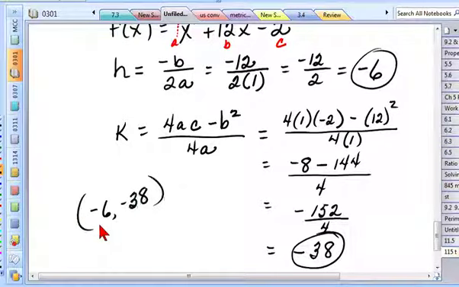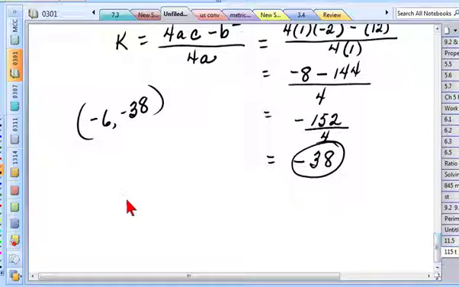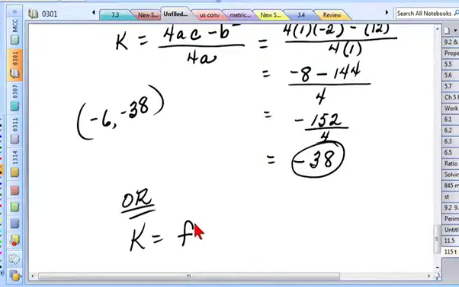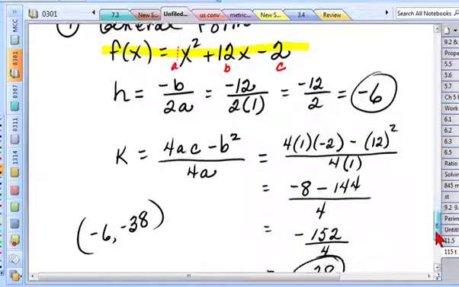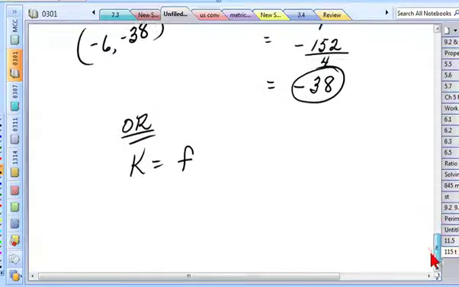Now, I want to show you an alternate way to find k. Certainly, you don't need to do both of these, but k is equal to the function. Now, what's the function? It's right here. This is the function, the function evaluated at h. It's kind of like a t-chart. You're going to plug in -6 and you're going to crank out a y value to go with it. So it is f of -6. Remember, that's your h value.